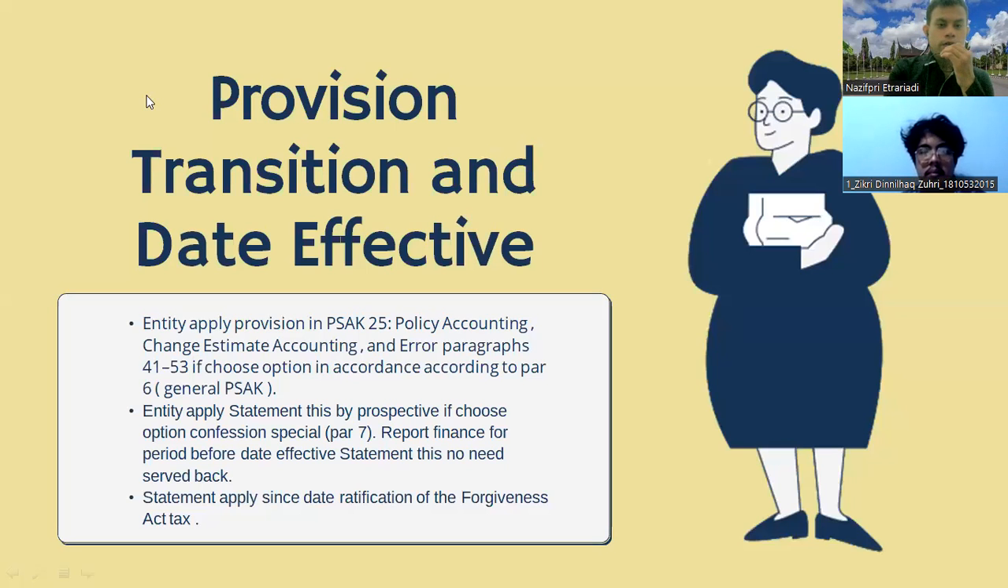The next topic is provision of transition and effective date. Entity applies provision in PSAK 25 accounting policy, change of accounting estimate and error paragraph 41 until 53 if choosing the option according to paragraph 6 general PSAK. Entity applies this statement prospectively if choosing the special option in paragraph 7. Financial statements for periods before this statement is effective do not need to be served back. Statement applies since the ratification of the tax amnesty.